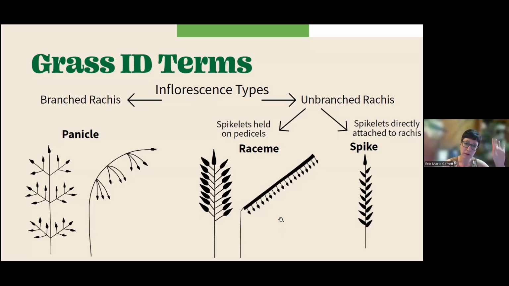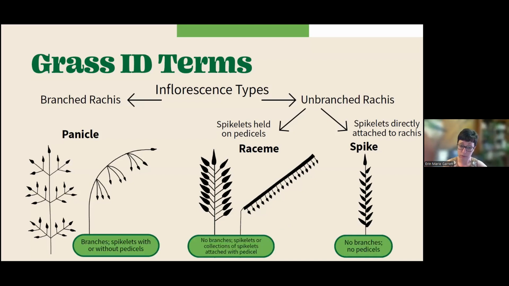So typically I determine: is it a panicle or a spike? And if it's not, then it's in the catch-all category, which I call a raceme. So just to review, and have those characteristics all written for you on the slides: panicle's going to branch. Spikelets can be with or without pedicels. Spike, all the way on the other side, no branches, no pedicels. Raceme, a little bit more complicated.